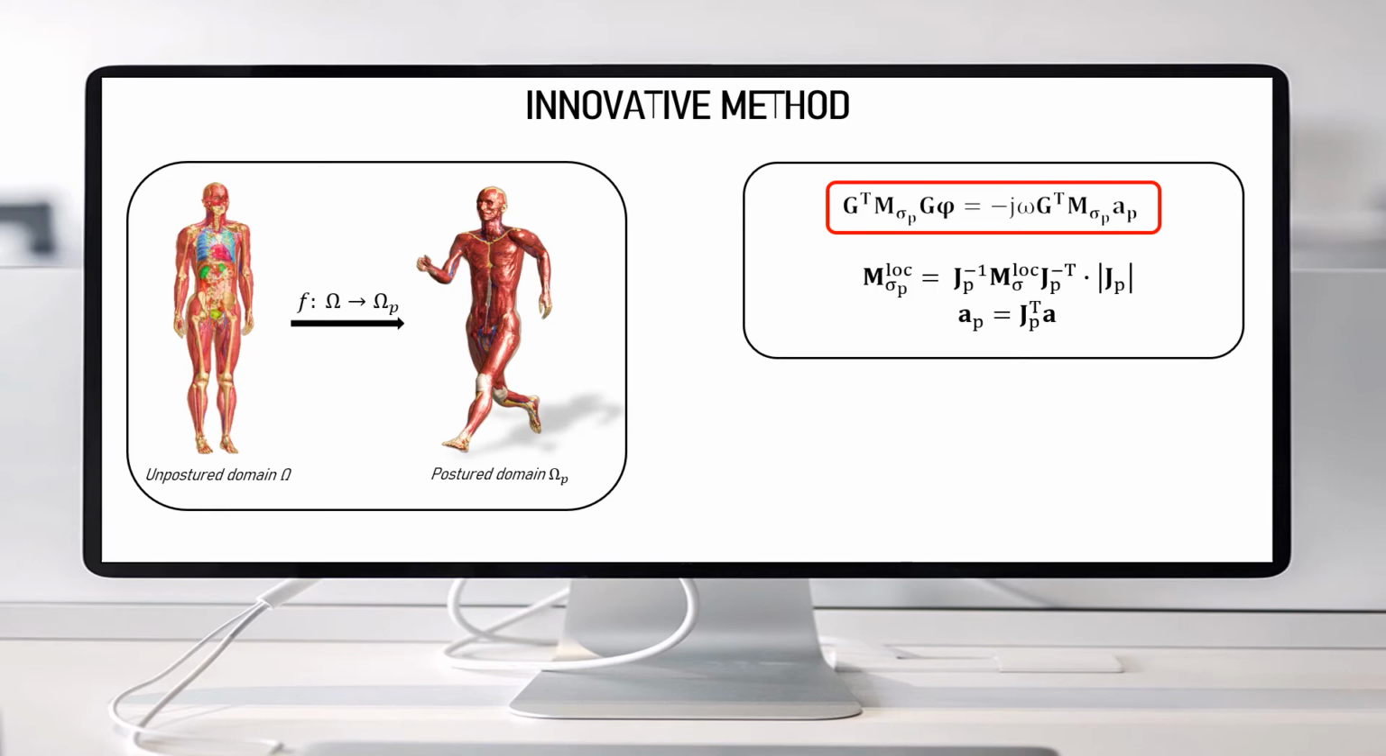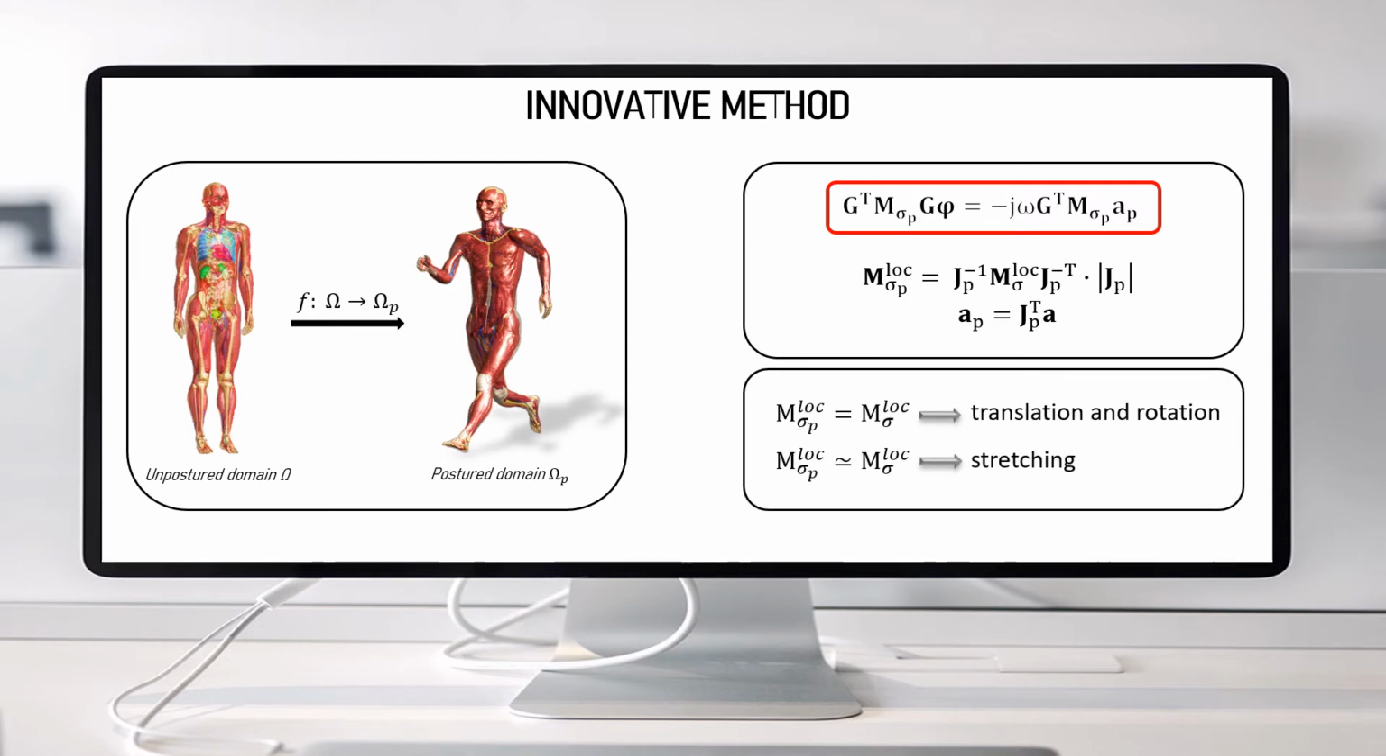It is important to underline that M sigma p is locally computed and then the domain-based matrix is assembled in a classical FEM-like fashion. The Jacobian matrix is linked to the applied transformation. In the case of translation and rotation, the two tissue conductivity matrices are equal, while for stretching they are approximately equal.